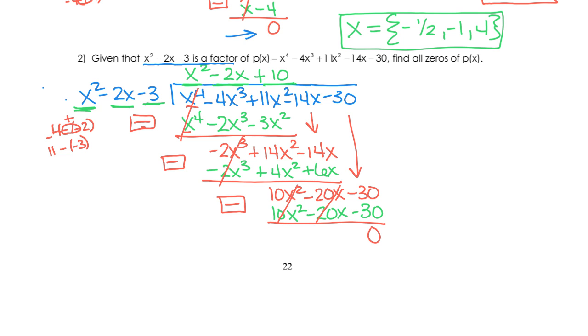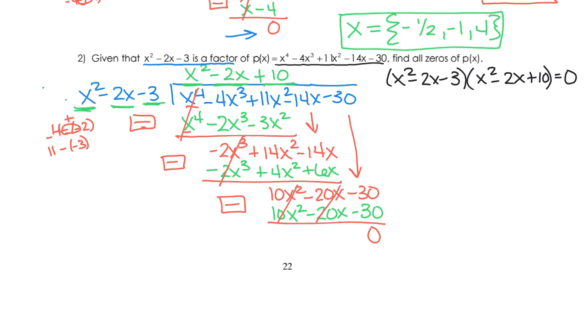But what I can do now is I can go ahead and take that x squared minus 2x minus 3 as one factor times the x squared minus 2x plus 10 that I got up for the quotient. And if I put those two trinomials back together with a lot of multiplication and distribution, I would end up with this polynomial p of x. Okay, but I don't want to put them back together. I want to take them apart because I want to find the zeros. I want to find out what x equals.